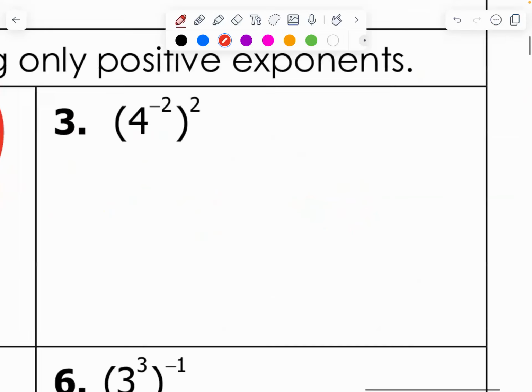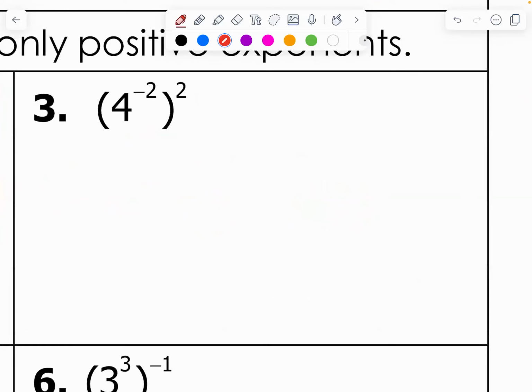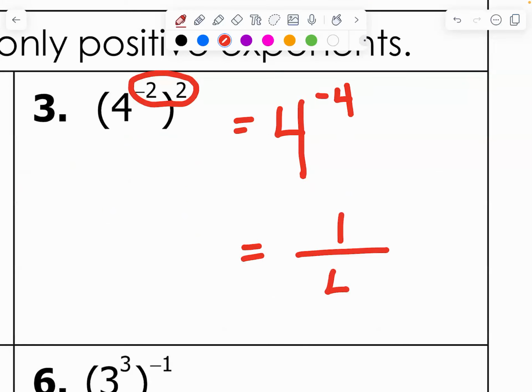All right, now look what happens with number 3. Cash, what happens when we multiply our exponents together? What is that? Negative 4. Now, Cash, are we allowed to leave 4 to the negative 4th? No. We need to write it as a denominator. Okay, so we're gonna put 4 to the 4th in the denominator.